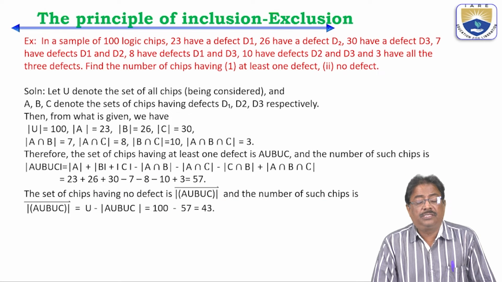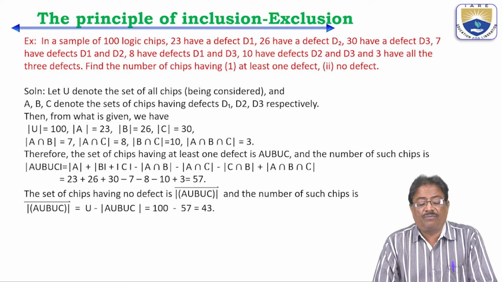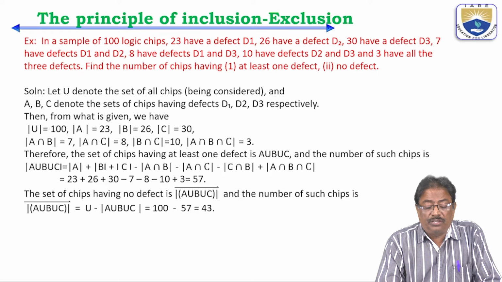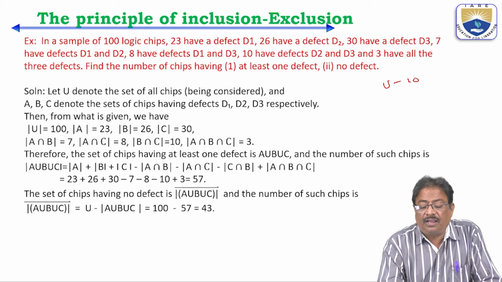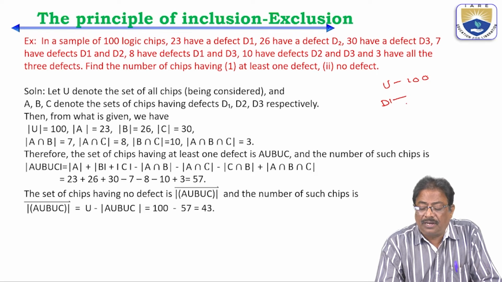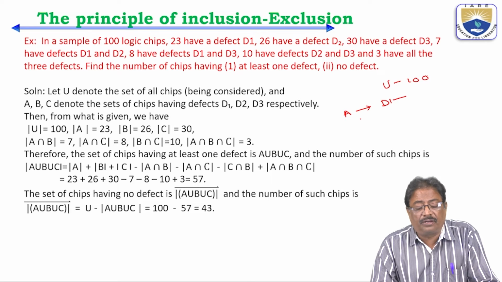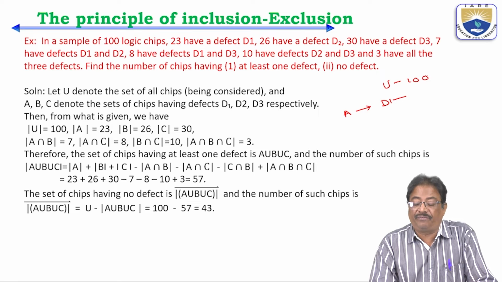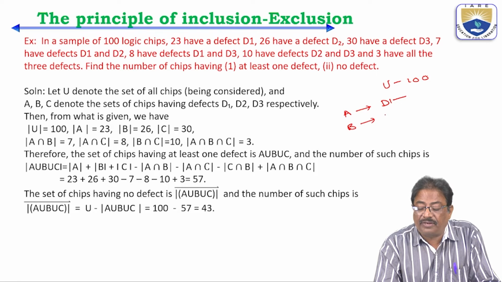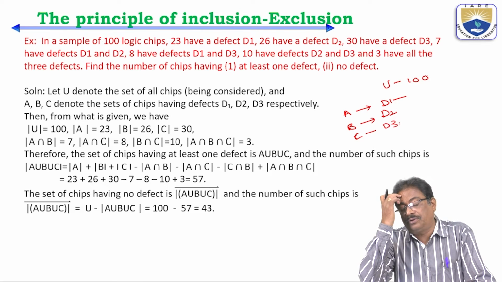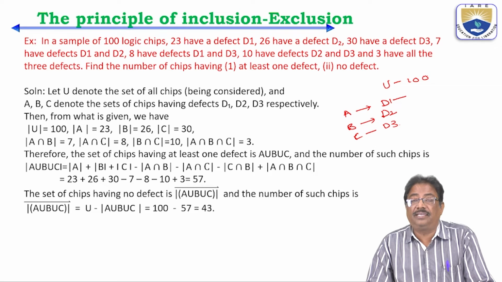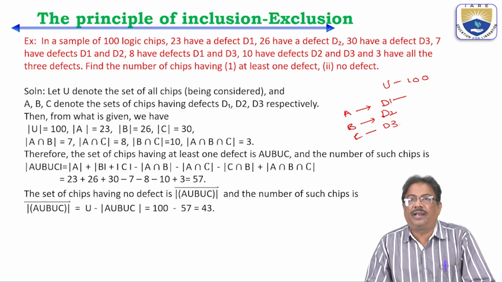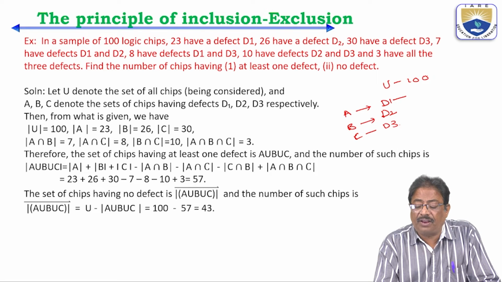And now, see, there is another problem. In a sample of 100 logic chips, the total number of chips is 100. In that, let us say A is the set of logic chips which have the D1 defect, and B is the set of all the chips which have the D2 defect, and C the D3 defect. So A has the D1 defect, B denotes the chips with the D2 defect, and C has the D3 defect.